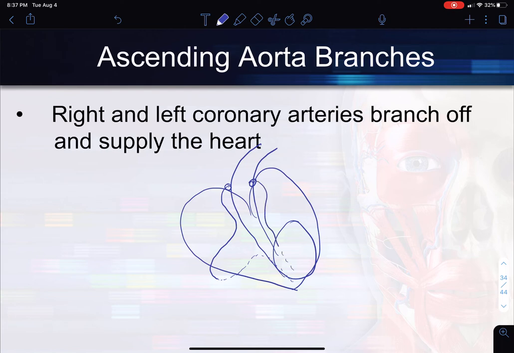It'll have a branch supplying the anterior portion of the heart, and then a branch traveling around the side of the heart and towards the back of the heart to supply the ventricles. Those right and left coronary arteries also have additional branches, but we only expect you to know the right and the left coronary arteries, coronary referring to heart. And these are arteries that are supplying blood directly to the heart tissue itself.